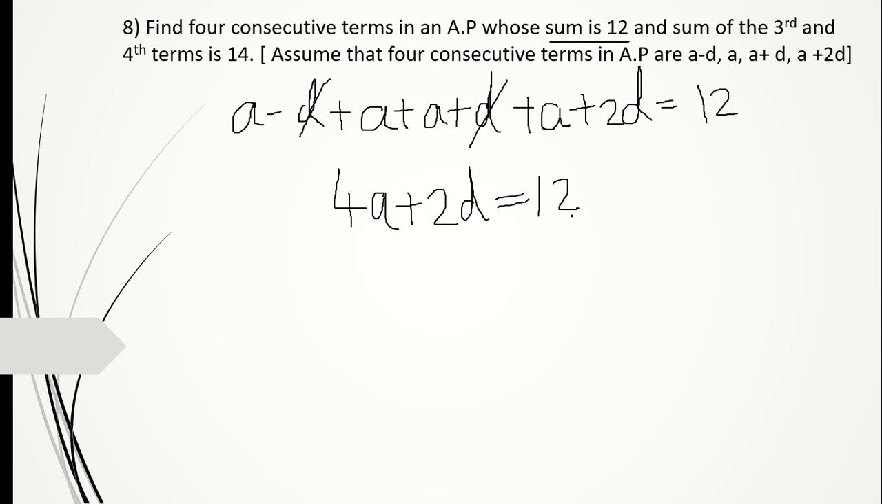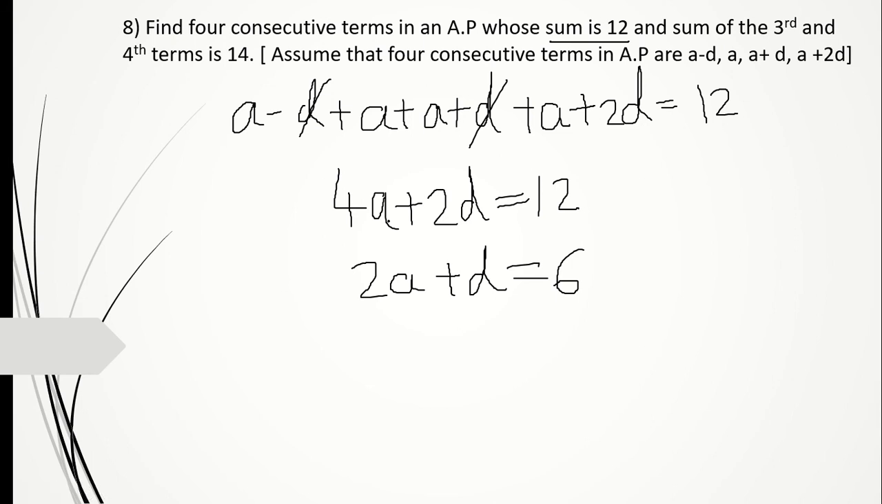We can simplify this by dividing throughout by 2. So we will get 2A plus D is equal to 6. We will get 2A plus D is equal to 6.